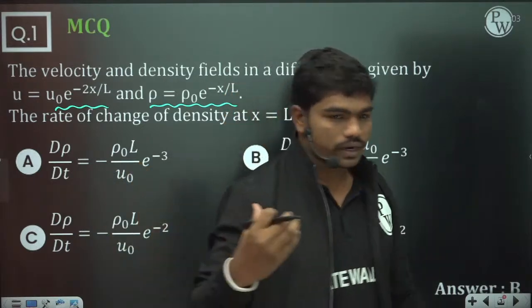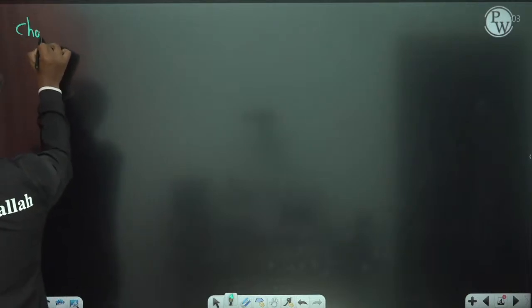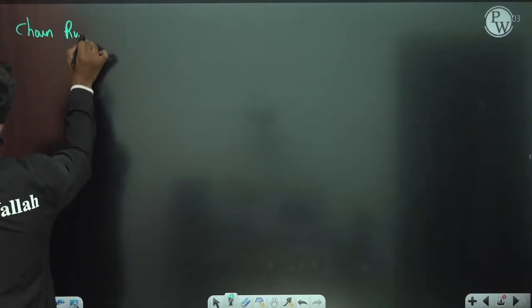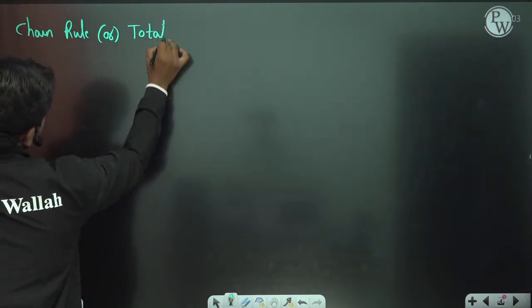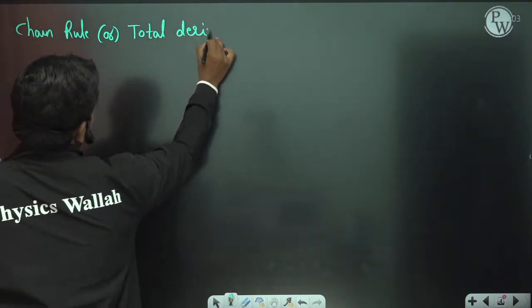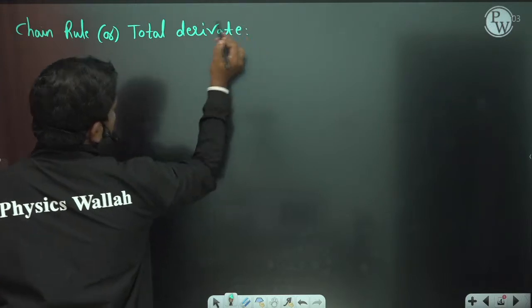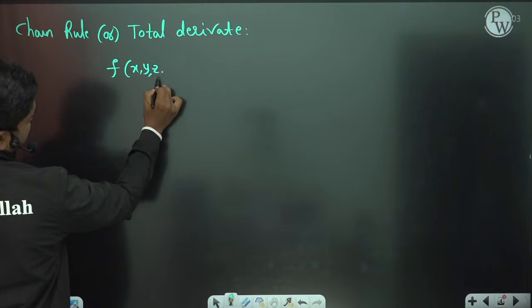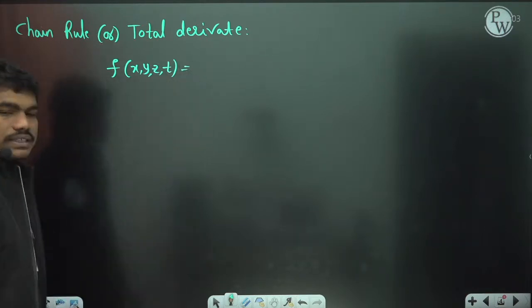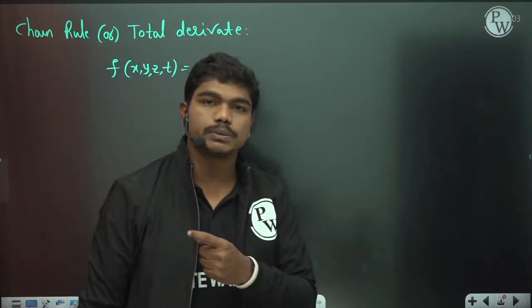Okay, so there is one rule in mathematics which is called the chain rule, or sometimes it's also called the total derivative actually. If you follow your calculus, you can get this chain rule or a total derivative. So basically this tells you, if a function is depending on 4 variables, for example say x, y, z, t. Why am I taking x, y, z, t?